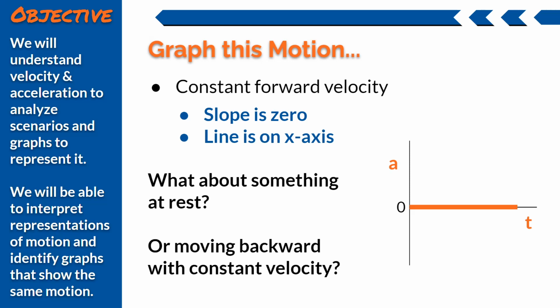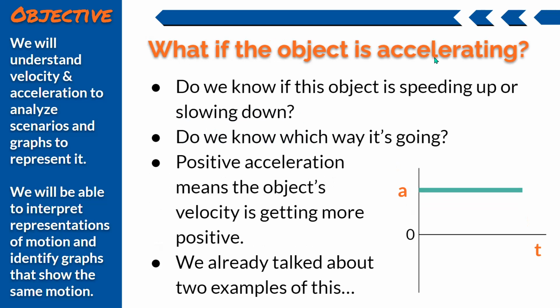If all I have is the graph, I have no idea if that object is moving, and if it is moving, I don't know which way it's going. I just know it's not changing its velocity. So I don't have a lot of information from just the graph, but this is what the graph looks like for constant forward, constant backward, or something at rest. All the same graph. Okay, how do I know if it's speeding up or slowing down?